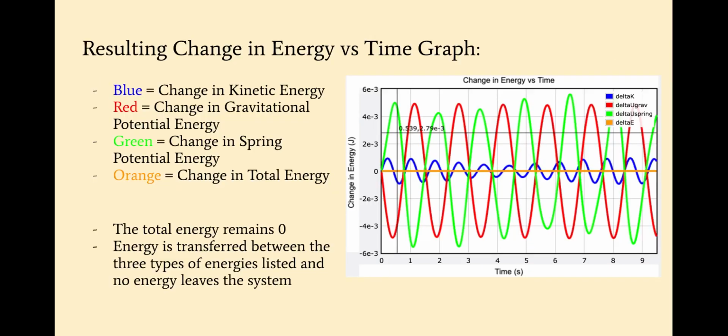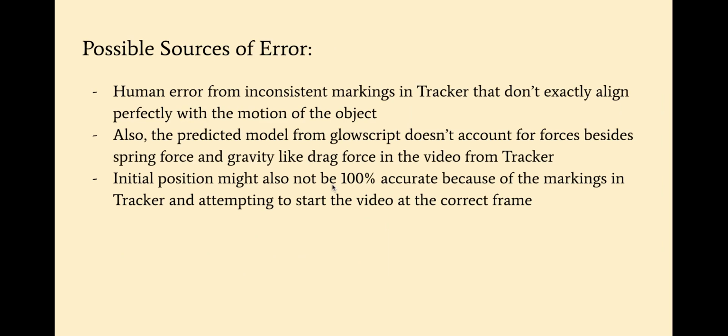And then here's the resulting change in energy versus time graph from GlowScript. For the colors, the blue is the change in kinetic energy, the red is the change in gravitational potential energy, the green is the change in spring potential energy, and the orange is the change in total energy. As you can see, the orange line is permanently on the x-axis, so y equals 0, which means the change in total energy remains 0, and energy is transferred between the three types of energies listed here, and no energy leaves the system.